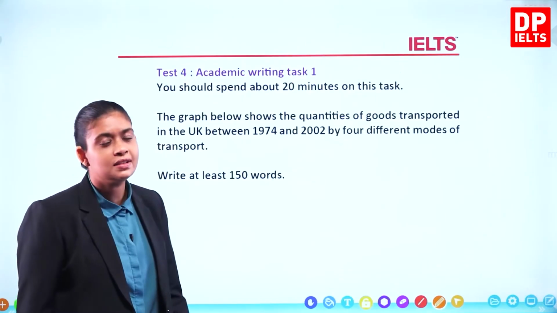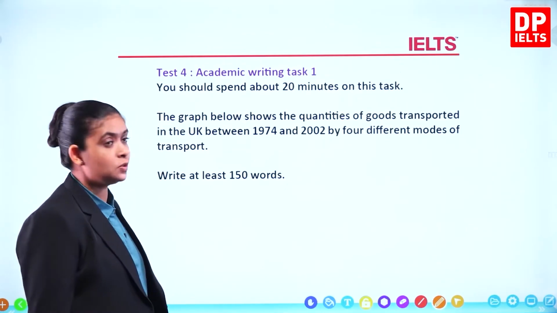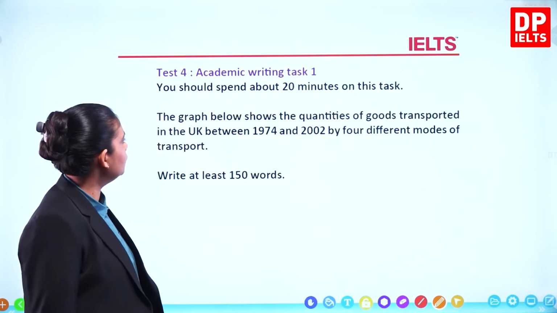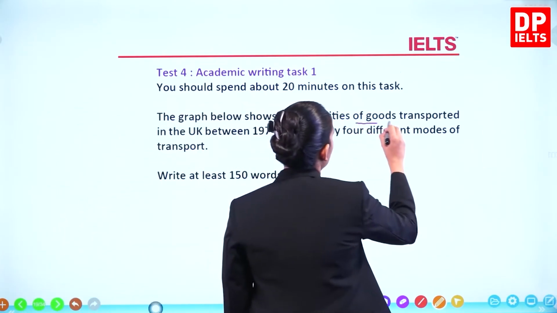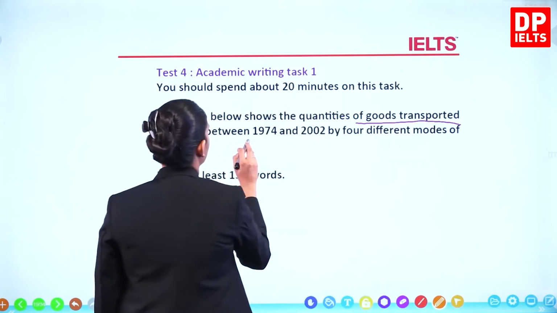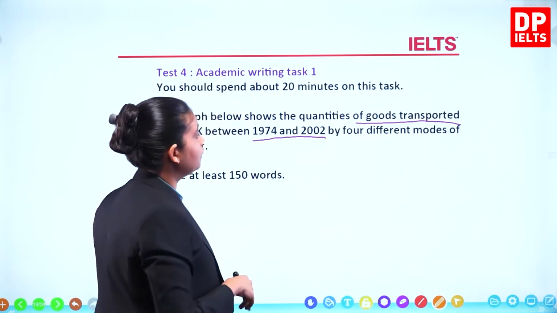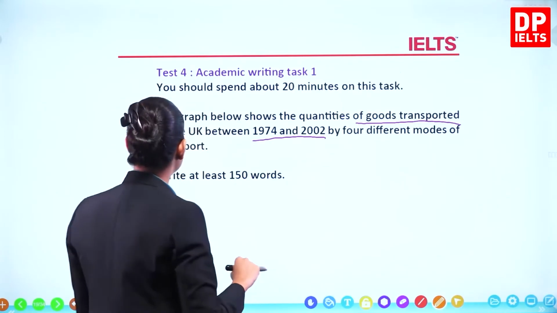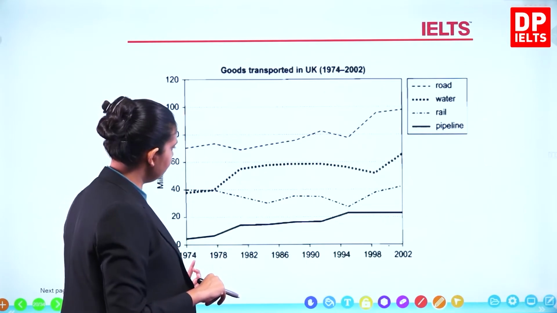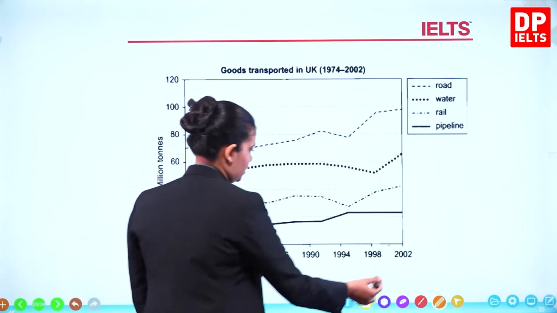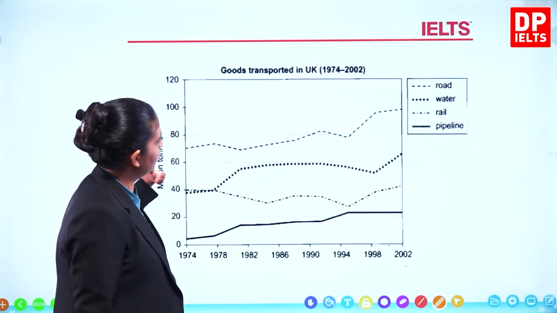This is the last test for academic students, right? Now here you have to spend 20 minutes on the task. The graph below shows the quantities of goods transported in the UK between 1974 and 2002 by 4 different modes of transport. So let's have a look at it. 1974 to 2000, right? 1 million tons that was transported, right?